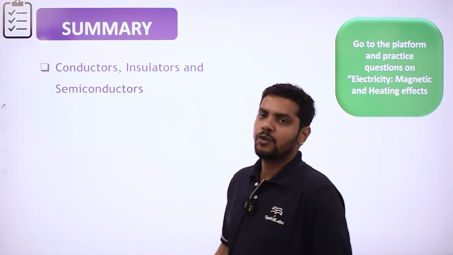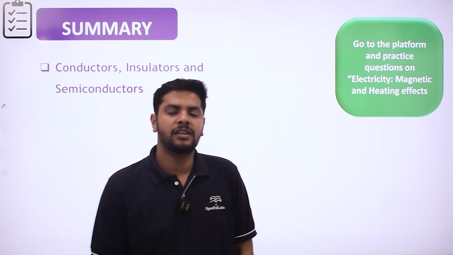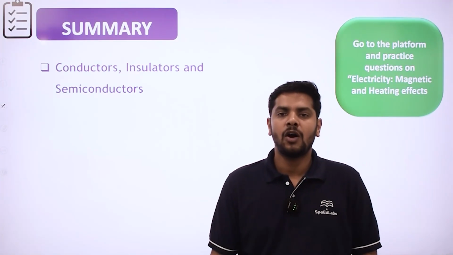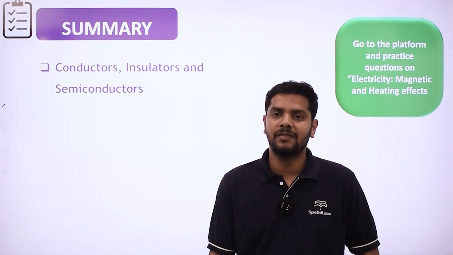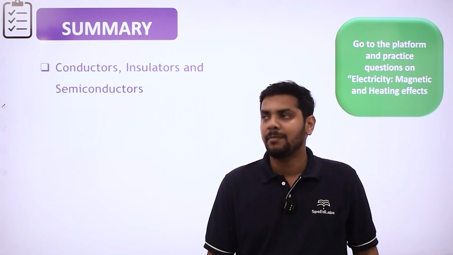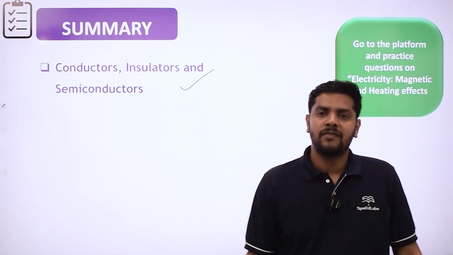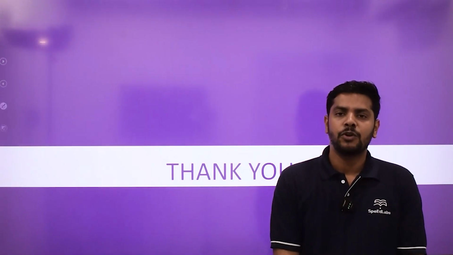So that will be all for today, students. Let's summarize what we have learned. Today we learned about types of material on the basis of how much current they will allow to flow. Conductors, insulators, and semiconductors.